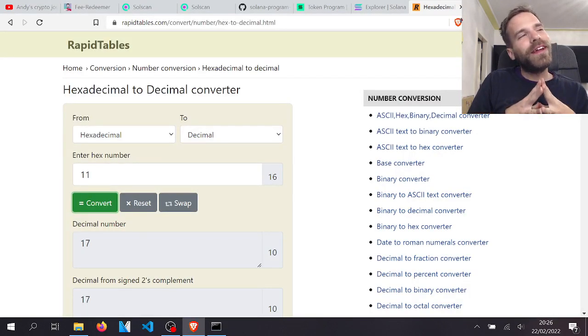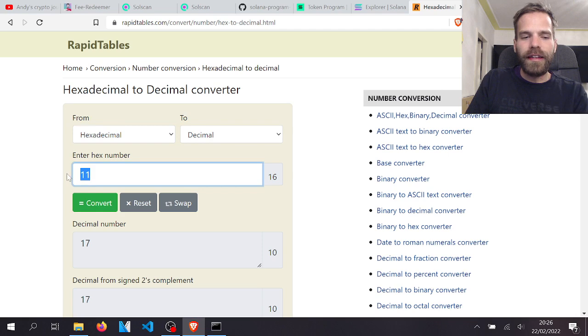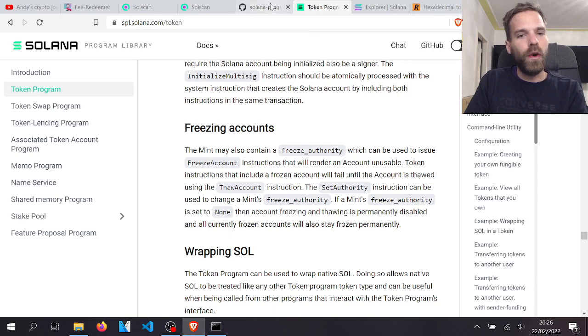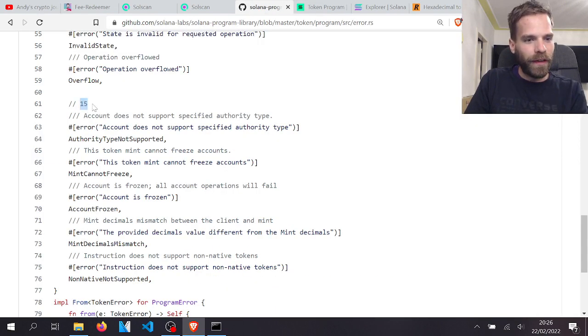We keep learning. For some reason, I thought 11 is still one digit. No, it's 2 digits. And the first digit is worth 16. So it's 16 plus 1. 17. Learn your basics, idiot. But okay, good. That makes much more sense now. Because 15, 16, 17 is this one.